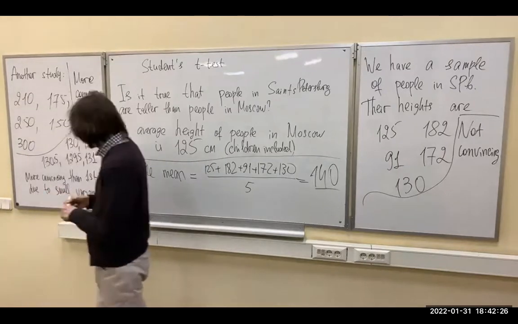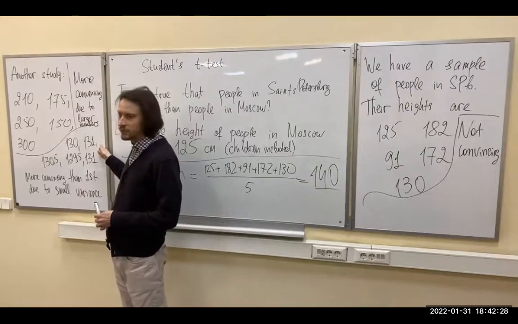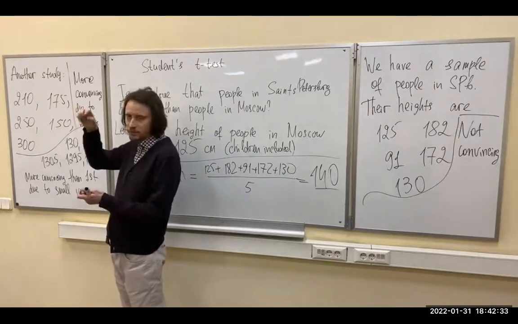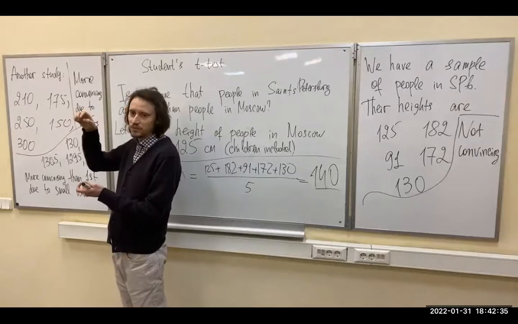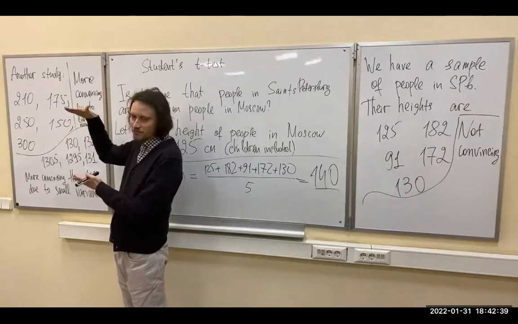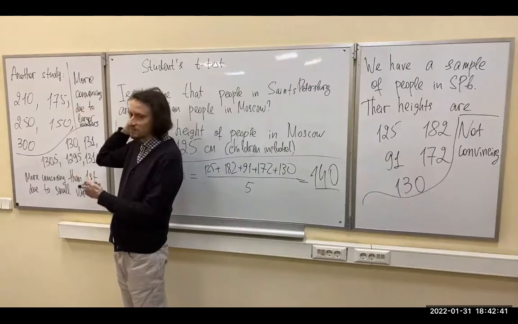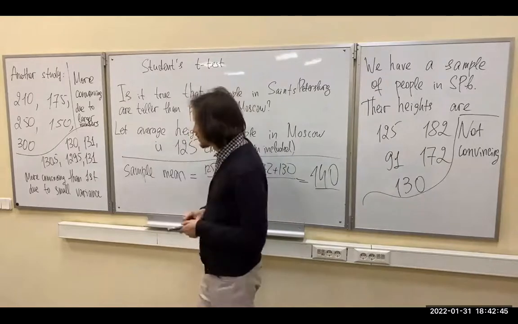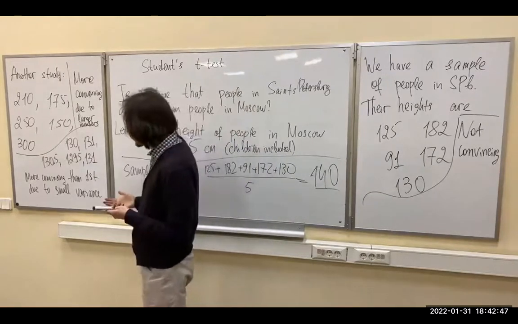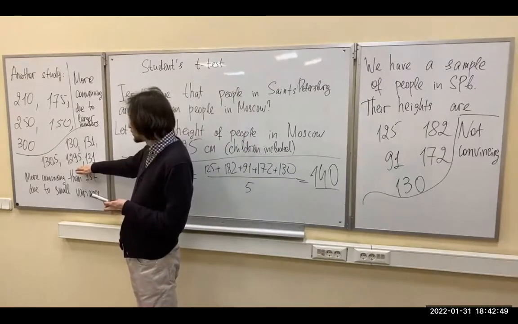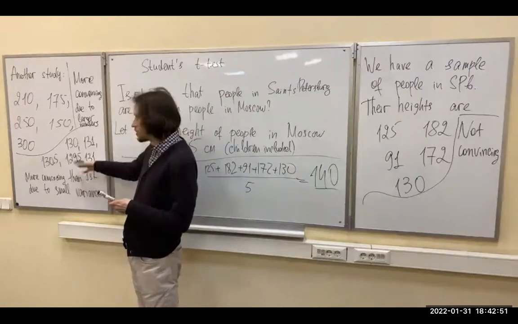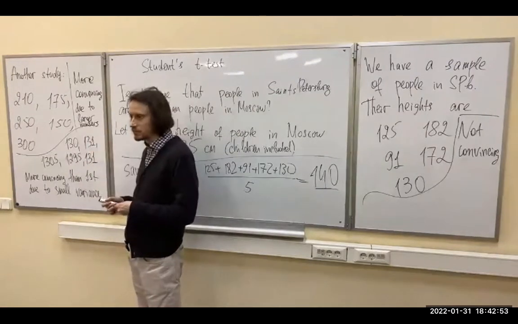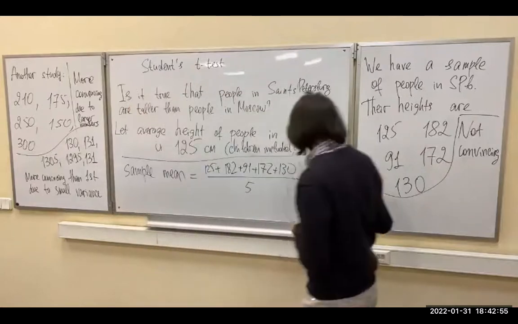So basically, if we see these numbers, we have to assume that basically all people in St. Petersburg are produced in some kind of factory, and they are almost of equal height, unlike people in this study. And so this somehow provides us more information about the population of people in St. Petersburg than this research.